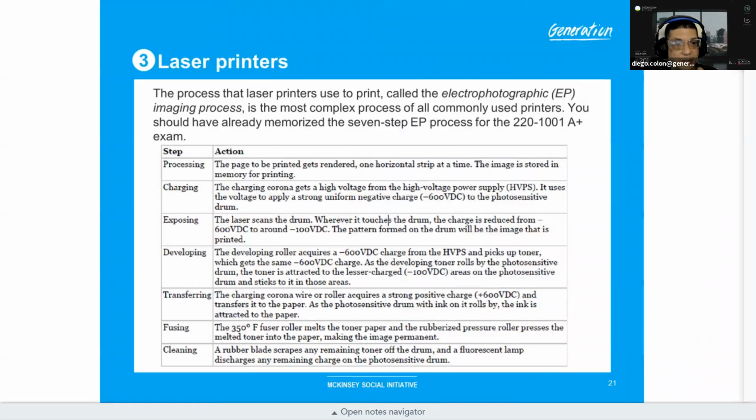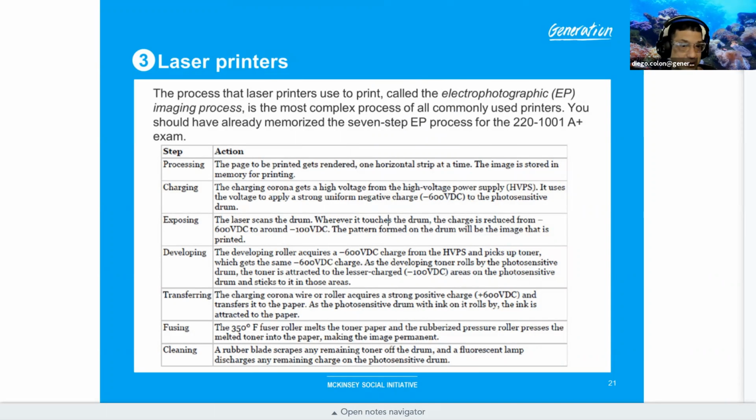Next, your laser printers. This is the process, obviously, that we learned for the steps of a laser printer. You have your processing, charging, exposing, developing, transferring, fusing, and cleaning. As for processing, the page to be printed gets rendered. If the image is getting rendered, that has to do with memory.